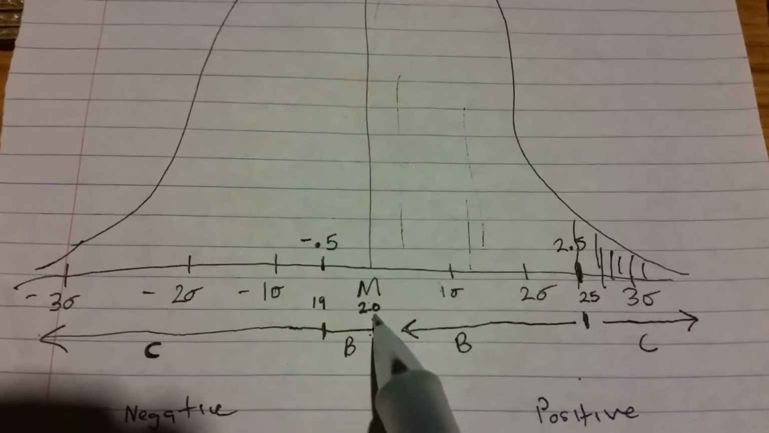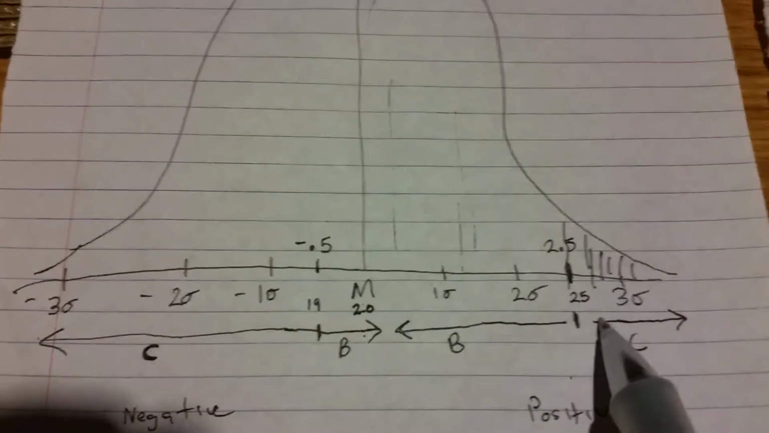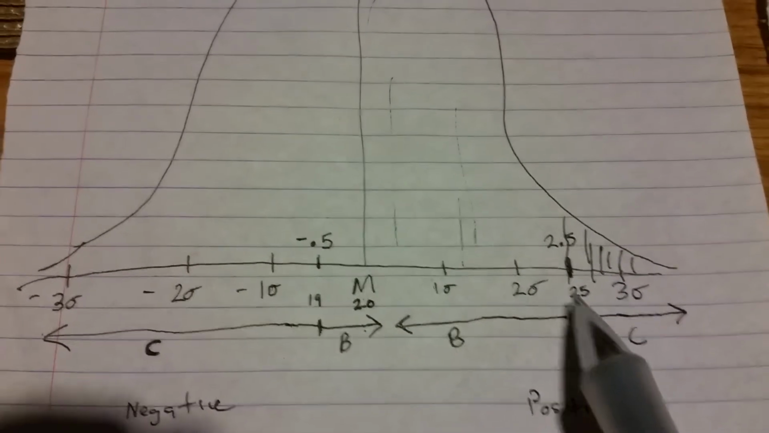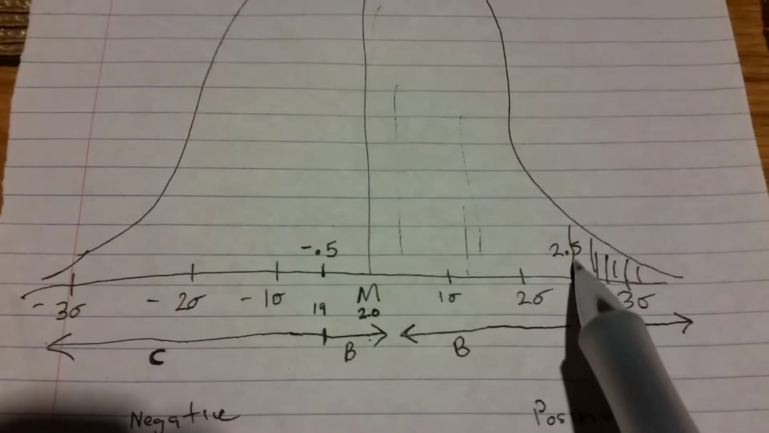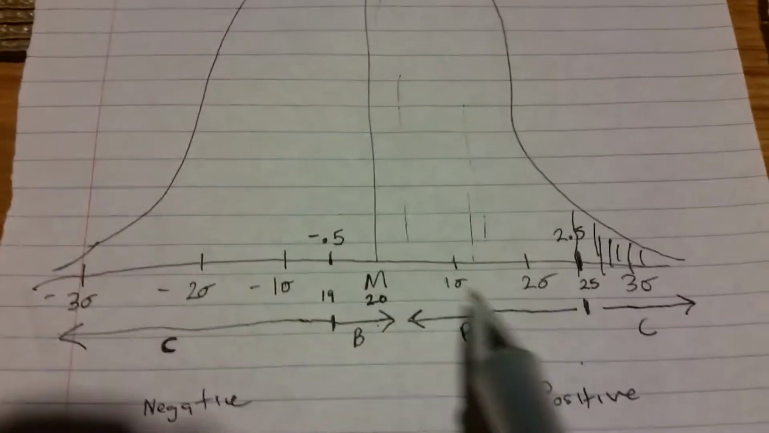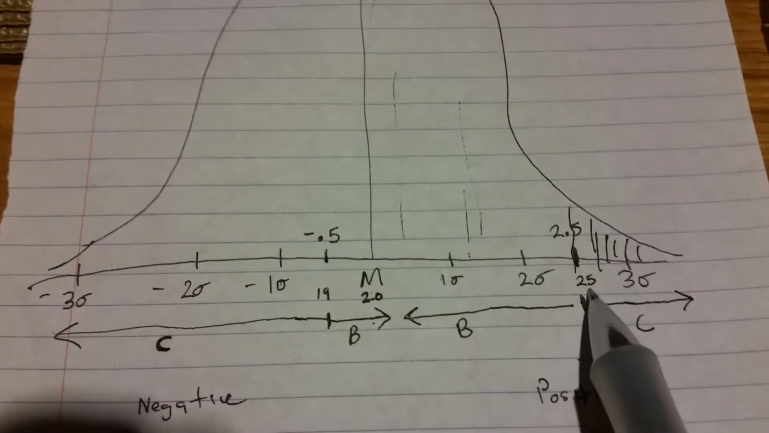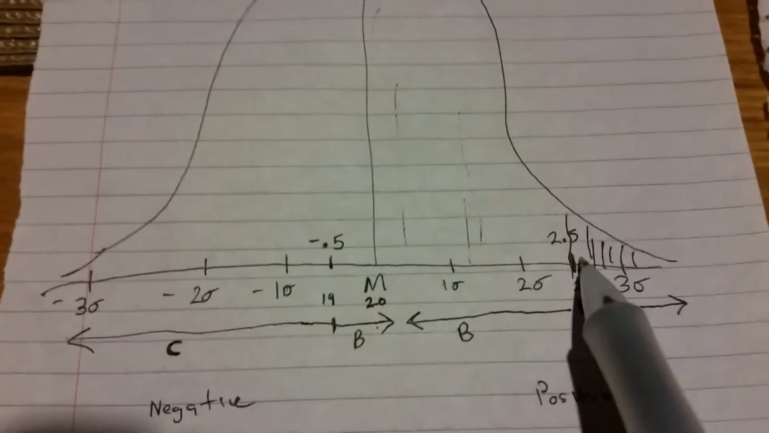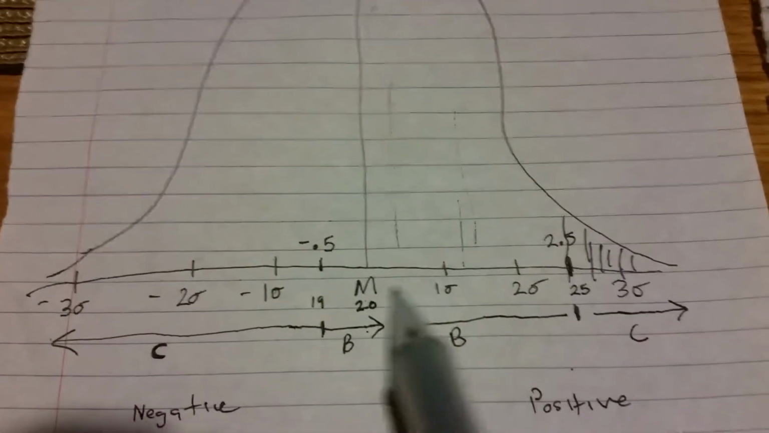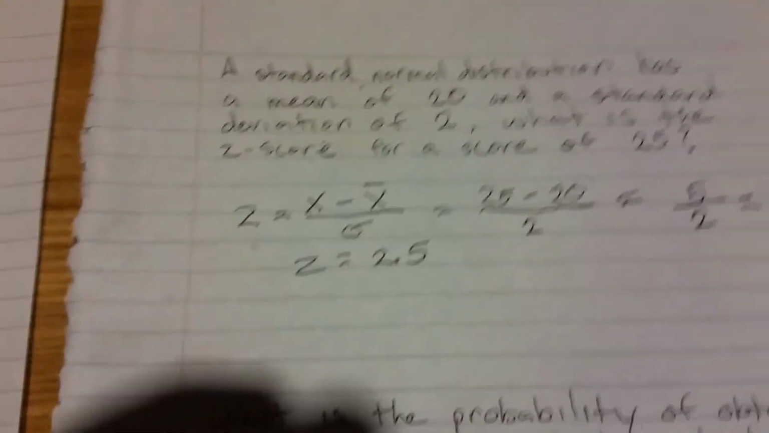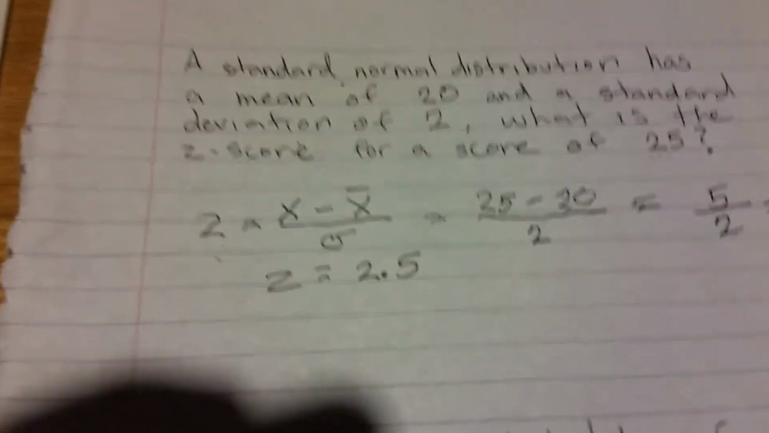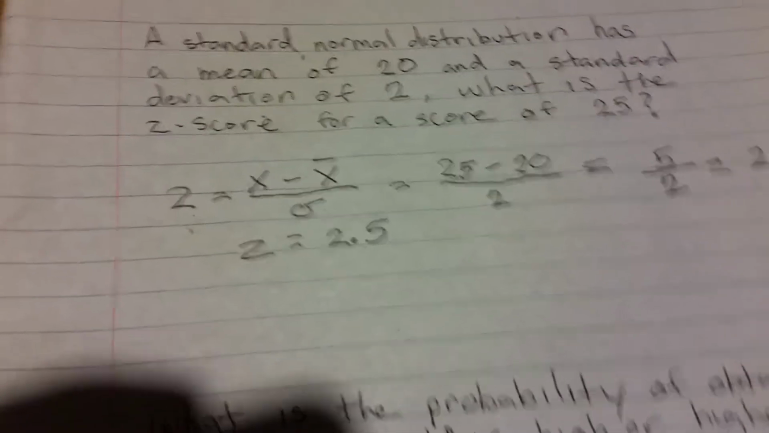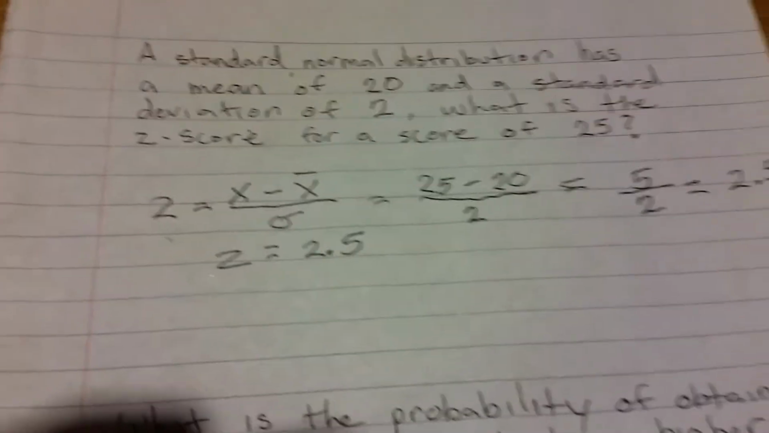So this is our mean of 20. We have a score of 25, right? That z-score of 2.5 is right here. So that just lets you know that a score of 25 will deviate 2.5 standard deviations from the mean. That's all that means. All right. Just to give you some context and understanding around what that z-score means substantively.